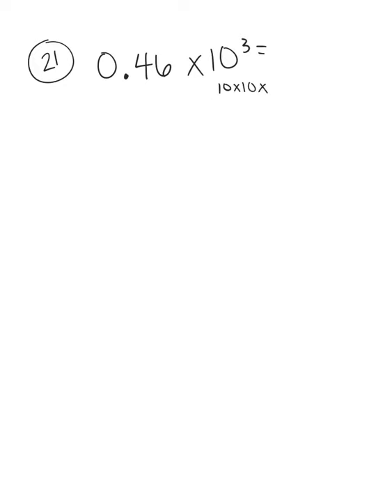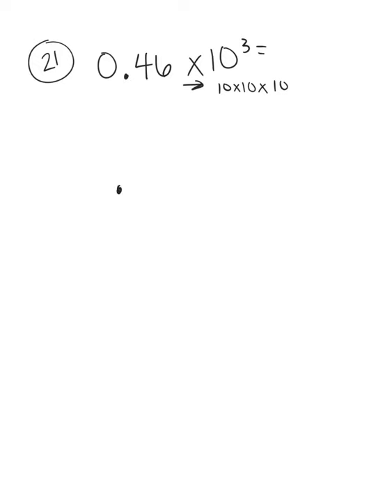All right, guys, let's look at the last one, number 21. I have 4,600 times 10 to the third power. 10 to the third power is the same thing as 10 times 10 times 10. And we are multiplying, so let's move my decimal place value to the right. Okay. All right, so we're going to move it 3 times because we're multiplying by 3 powers of 10.